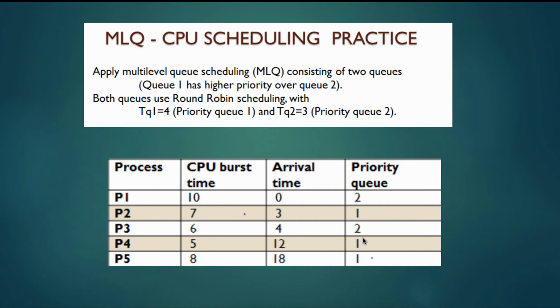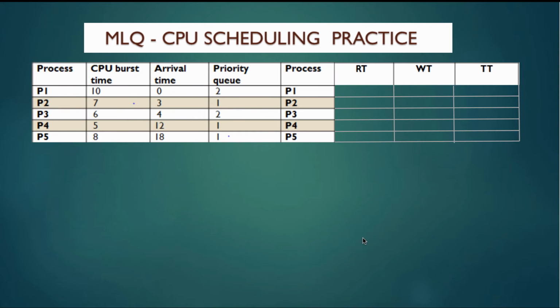In this case, we have 5 processes, which are Q1 and Q2, and Q1 has round robin with a time quantum of 4, and Q2 has a round robin with a time quantum of 3. So let's get started. Just to remember that Q1 is round robin with a time quantum of 4, and Q2 is round robin with a time quantum of 3.